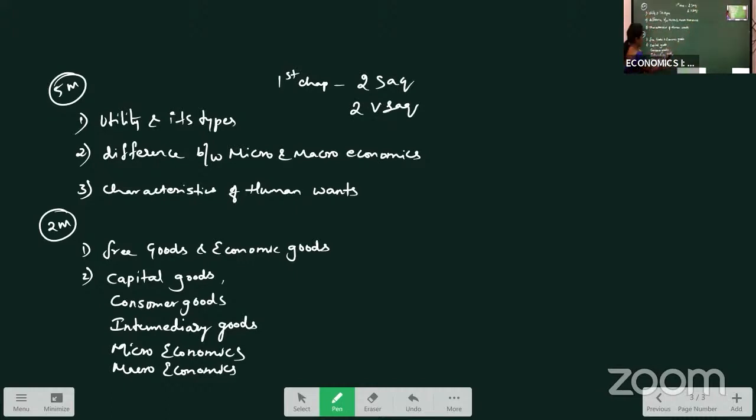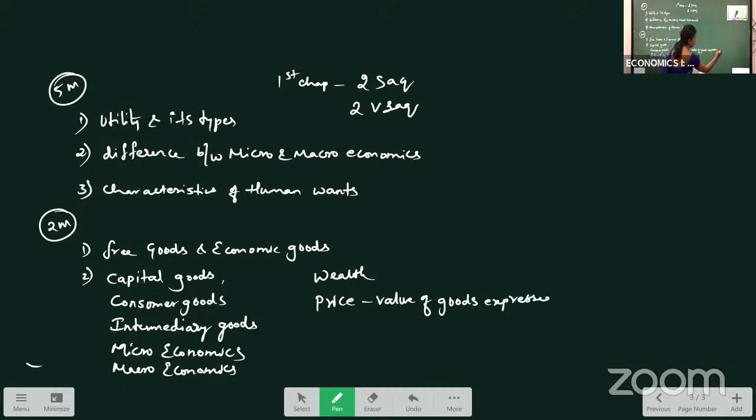Also wealth will be there here. Wealth is another concept we have discussed, which is nothing but stock of assets, right? And one more concept we will discuss, that is price. Price means what? As we said, all economic goods have a price. Price is the value of goods expressed in terms of money. That is called price.